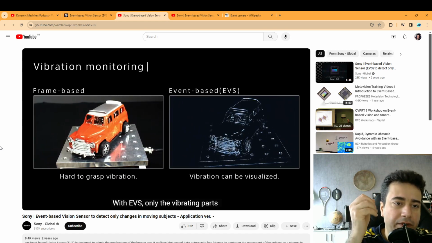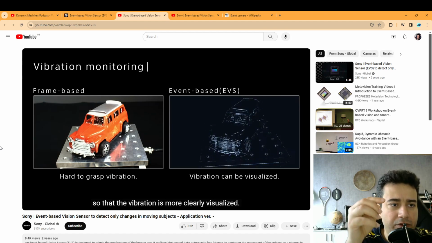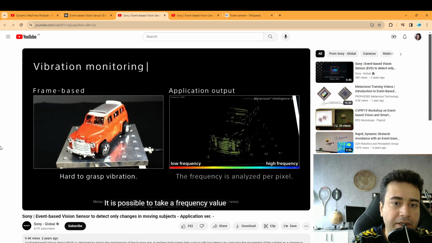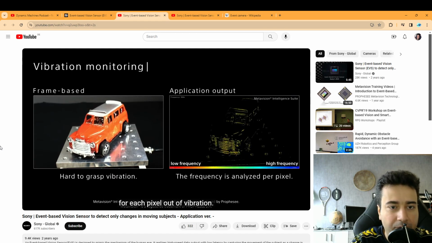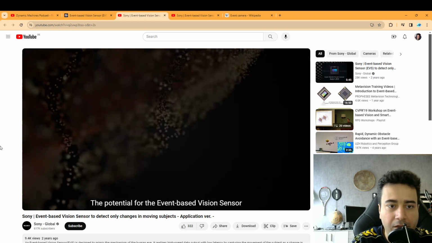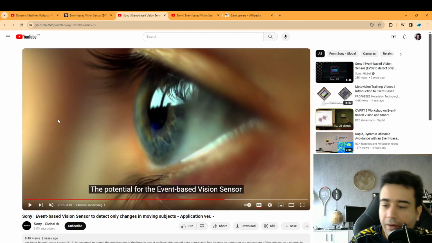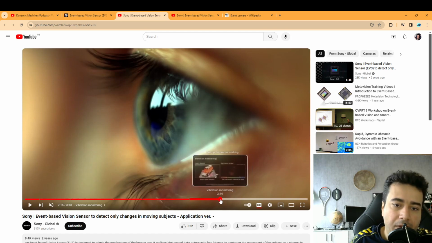Here it is also very interesting. On the left side, there is a frame-based camera. The platform actually is vibrating, but you don't see anything different. It's very hard. But at the right side, in the application output, you can change the frequency from low to high, from 30 hertz to anything. So this is very, very interesting. I would like to go back again.